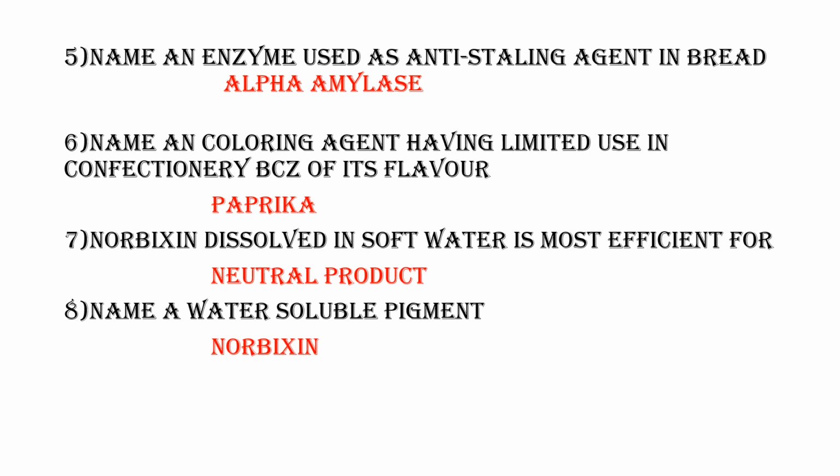Sixth question. Name a coloring agent having limited use in confectionery because of its flavor. So, there is a coloring agent which has limited use in confectionery, in bakeries, because of its flavor. That is paprika. Seventh, norbixin dissolved in soft water is most efficient for.